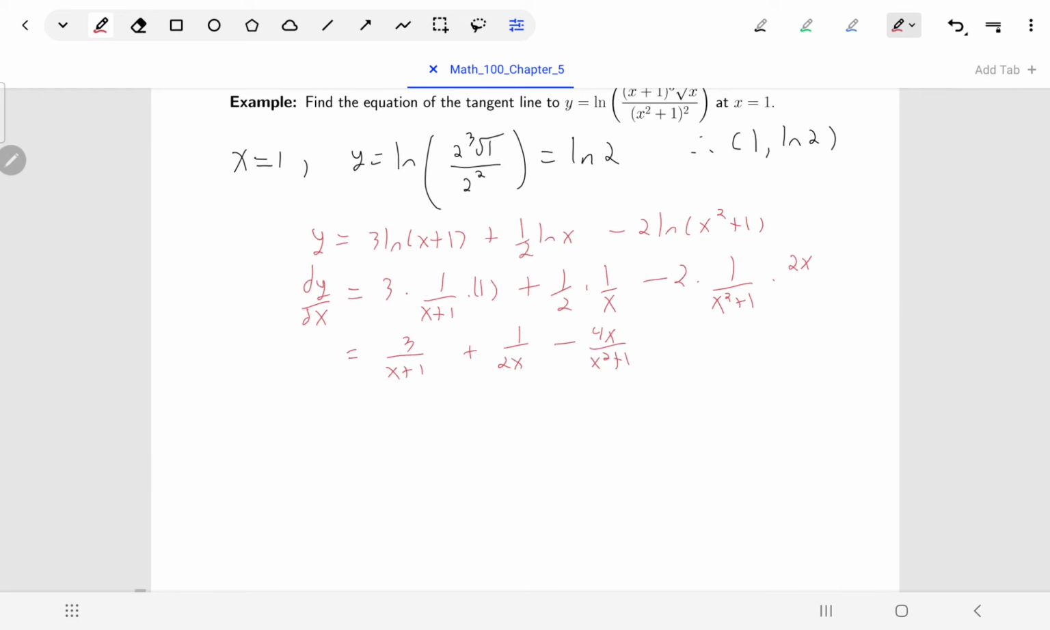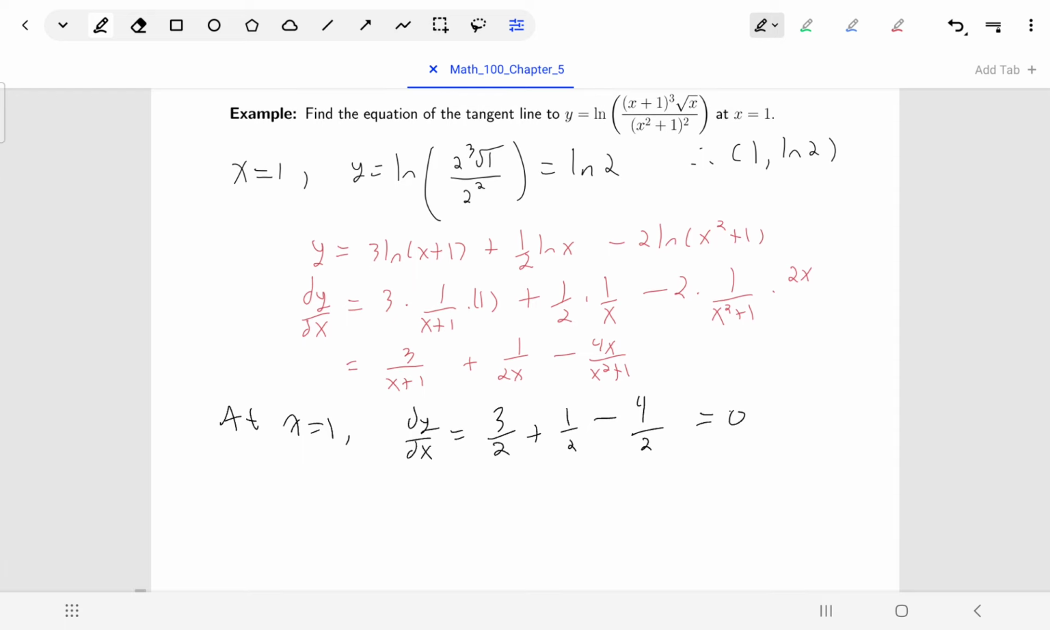And so now we can find out what our slope is. And so for that, I'm going to put in my x value of 1. So at 1, the slope would be 3 over 2 plus 1 over 2 minus 4 times 1 over (1 squared plus 1), which is 2, and all this actually adds up to 0. So it turns out we've got a horizontal tangent line. So that's kind of nice. That means maybe we've got a max or a min going on. So if we were thinking about that, maybe that would be something to consider. But here we're just interested in the tangent line.